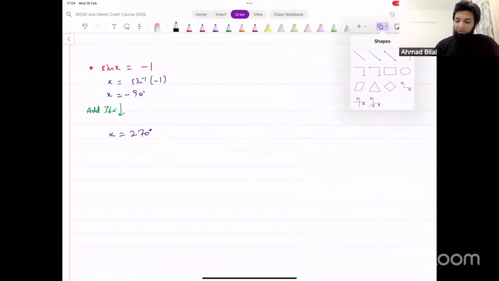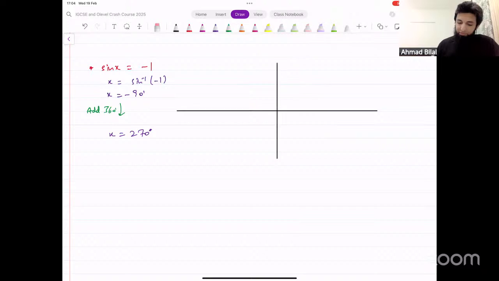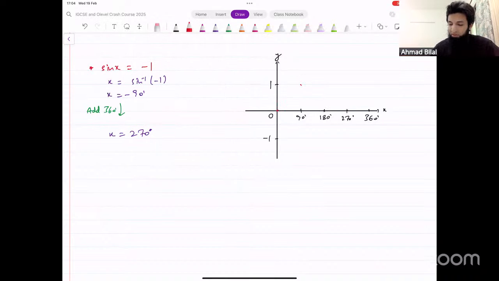Now, think of the sine graph. What does that look like? Again, 0, 360, 180, 90, 270. We've got the x-axis here, we've got the y-axis here. And we've got 1 here, -1 here. It starts from 0, goes to 1, and then 0, and then -1, and then back to 0. The graph is going to look something like this. This is what the graph looks like.